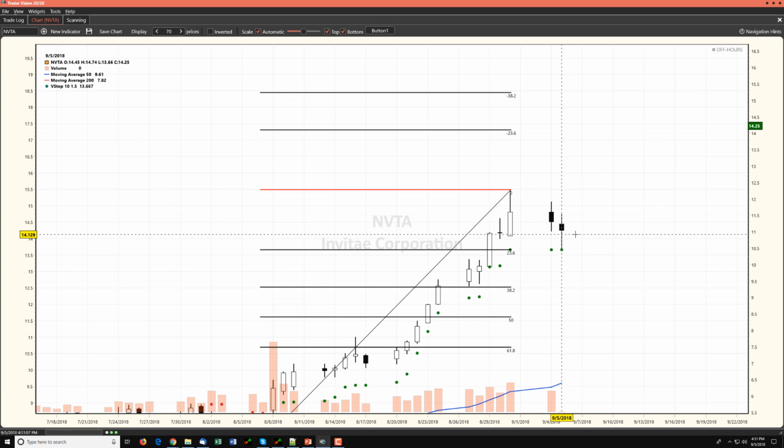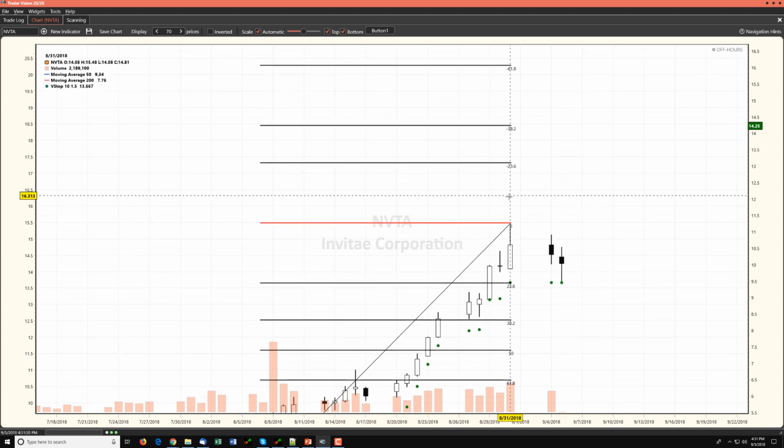Let's call it 1410, and a first target is going to be up in here about 1840, and basically that's going to have to play out. If it does play out, then my second target, which I will manage by moving my stop up, taking profits. I usually take half my profits at the first target, and my second target would be up here about 20.25.